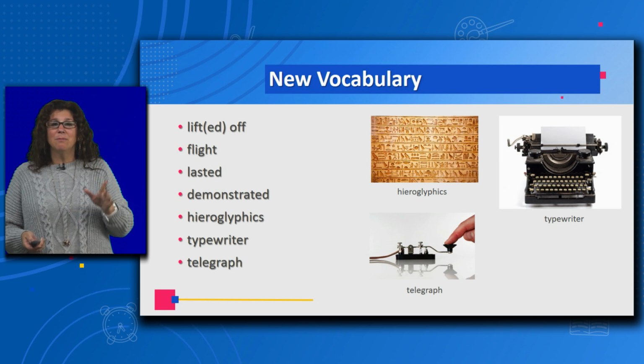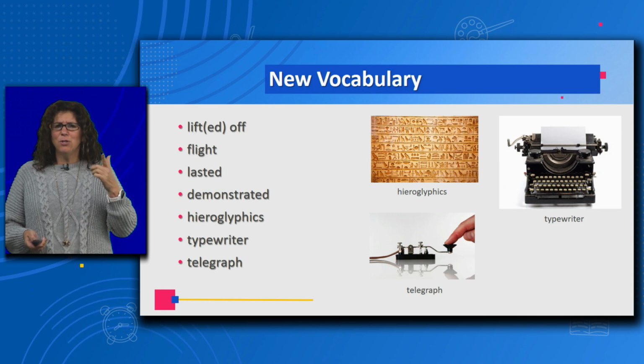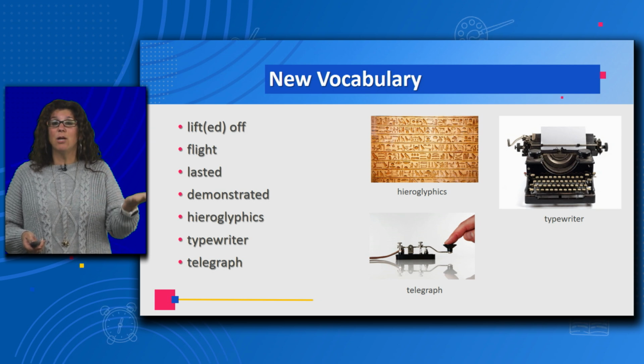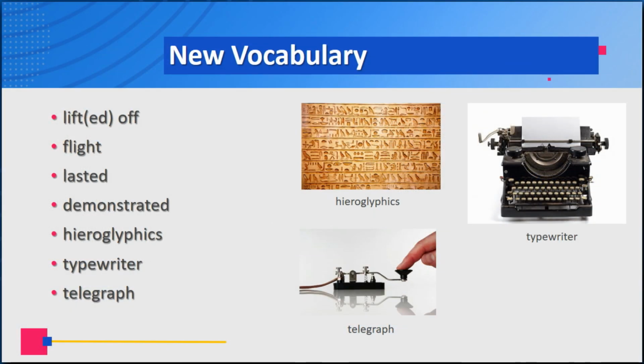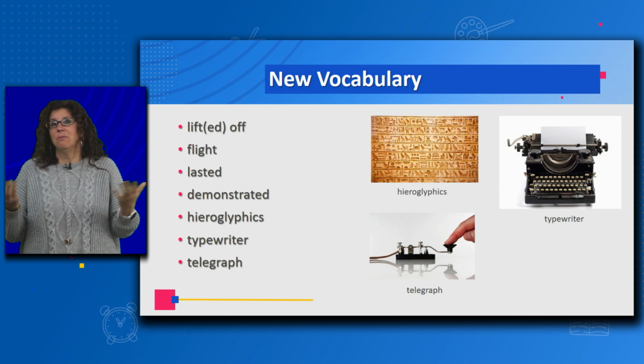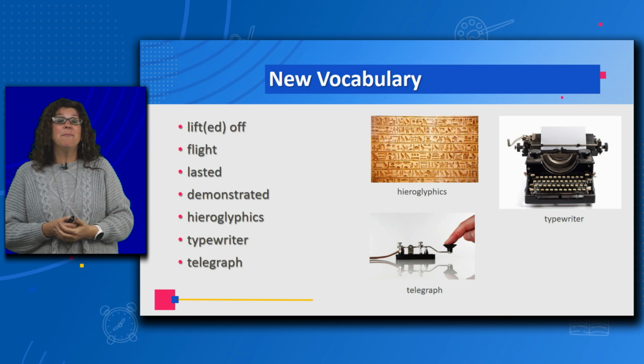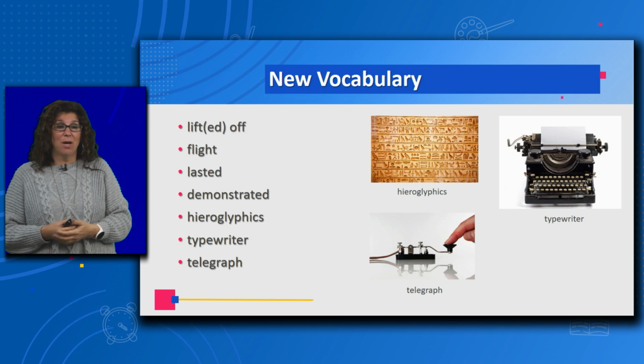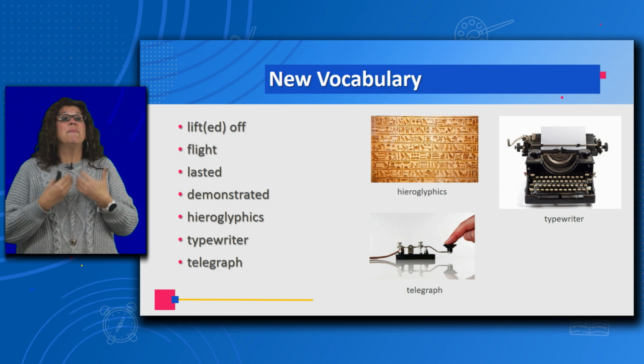Before we begin, before I start telling you things, I want you to learn these words. Lifted off, which, as we said, a rocket ship lifts off. Flight, which is the official vocabulary word for what happens when an airplane is in the air. Lasted, it's from here to there. This broadcast lasts about 30 minutes. Demonstrated is to show. I want to show you something. I'm demonstrating it for you.